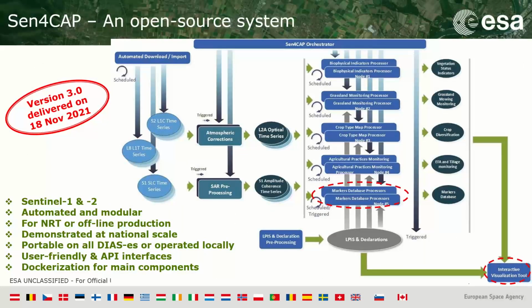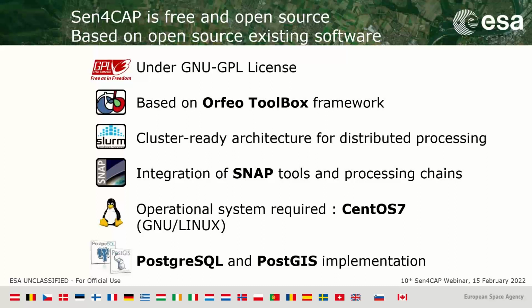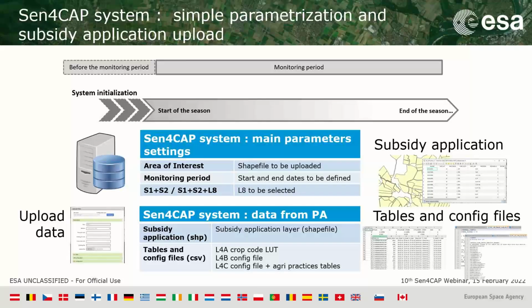Next slide. Yes, this is the overview of the system. You know it. I will not go into detail on this. So the version 3 was delivered in November last year. The new features will be reminded by Diane later on. So the next slide. The different components of the system. This is not new, so you can see it. Everything is open source. It means that everybody can use it. There is absolutely no restriction. Next slide.